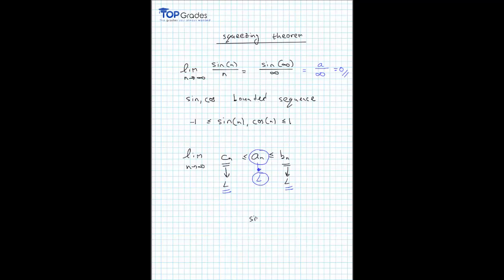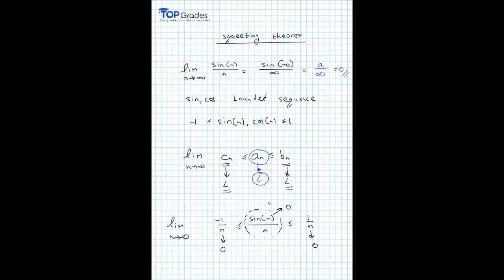We can say that sine n divided by n is smaller than or equal to 1 divided by n, because sine n is somewhere bounded between 1 and minus 1, so it is smaller than or equal to 1. But it is also bigger than or equal to minus 1 divided by n. If we apply our limit to those two sequences, both reach 0. So this sequence also goes to 0.